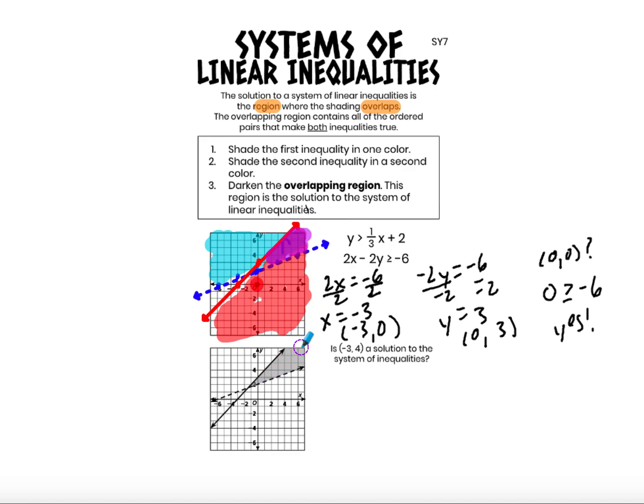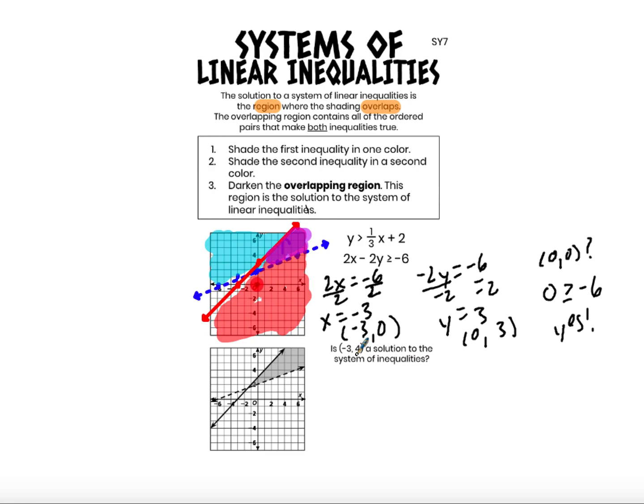So this is pictured for you below. This is my actual solution to the system. When you're doing this by hand, we don't expect you to erase the non-overlapping region, but we do want you to know it's only this purple part, only this part pictured below, that is the solution to the system of inequalities.